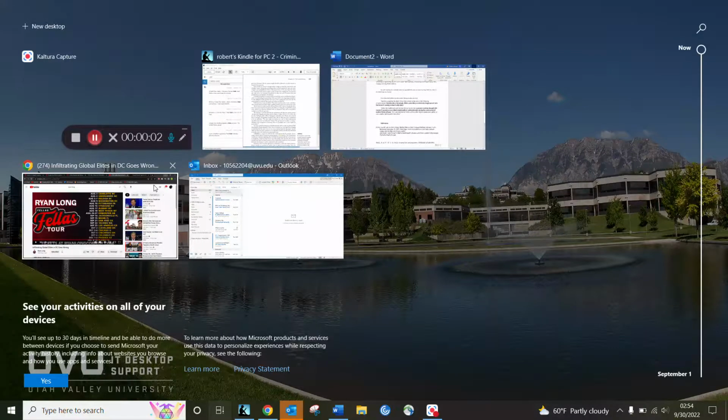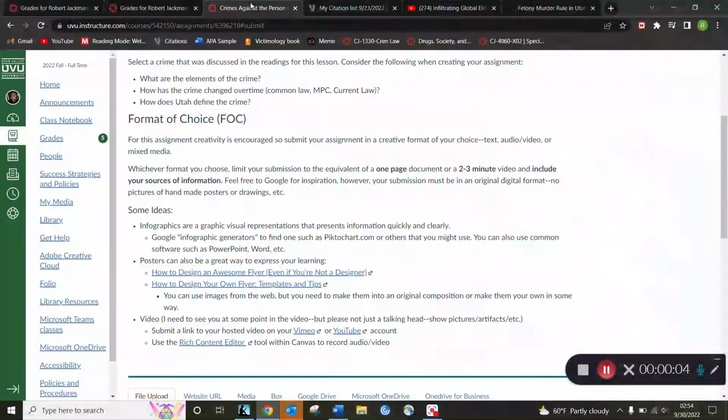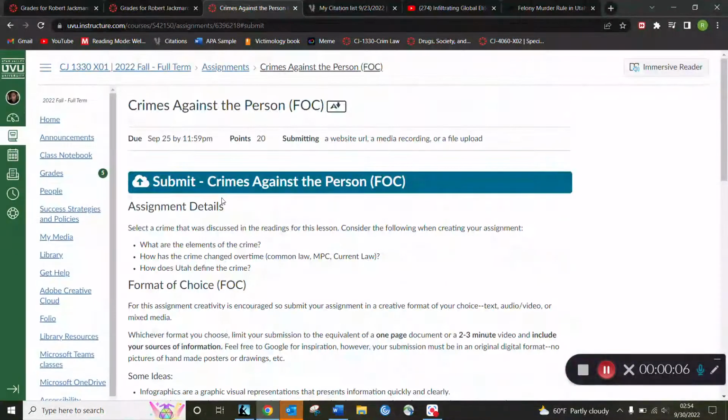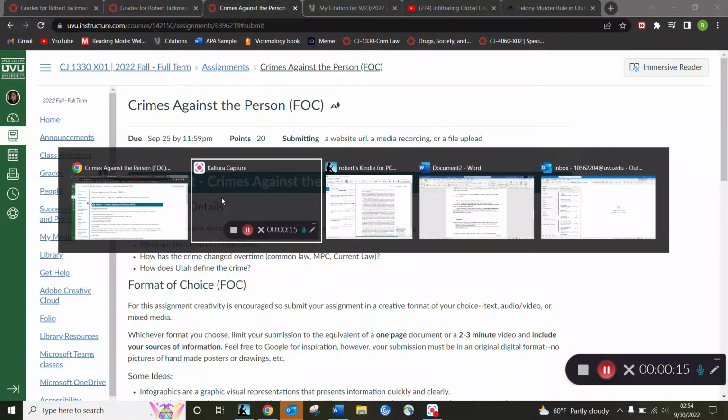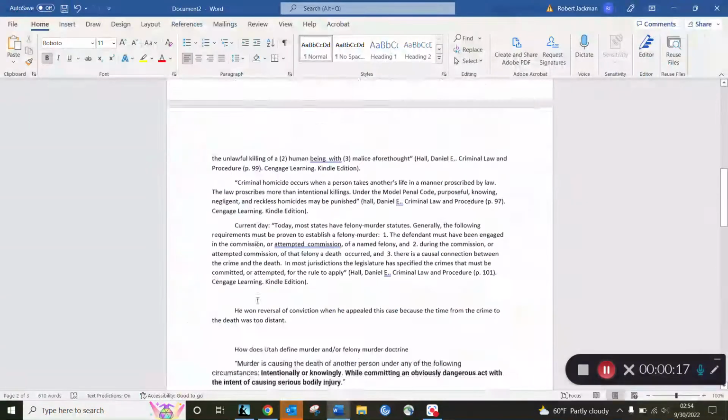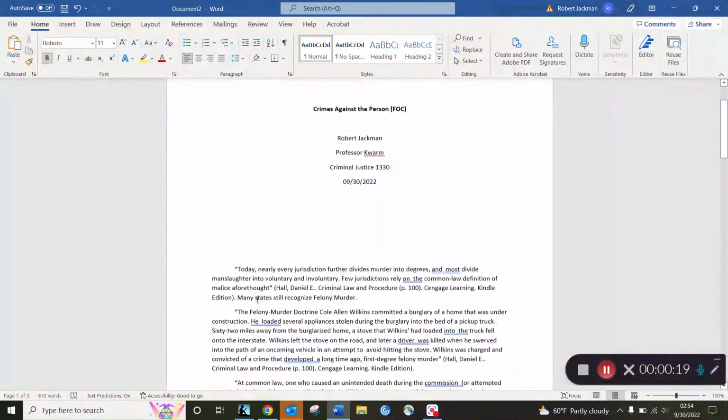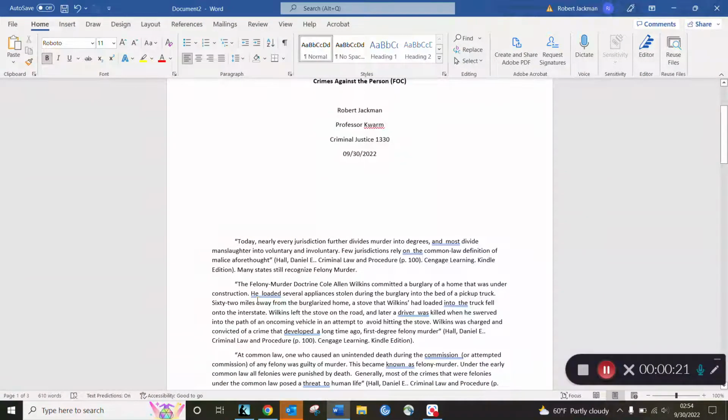I am doing the crimes against the person assignment. I chose a crime out of the book where I am describing the elements of the crime first, and these are just the notes. Kind of just ignore this. The crime is going to be the felony murder doctrine.